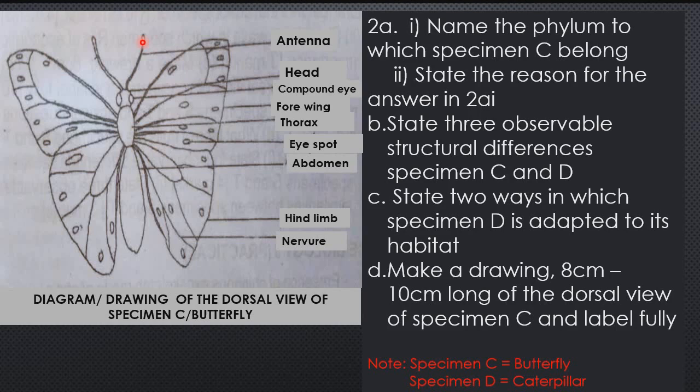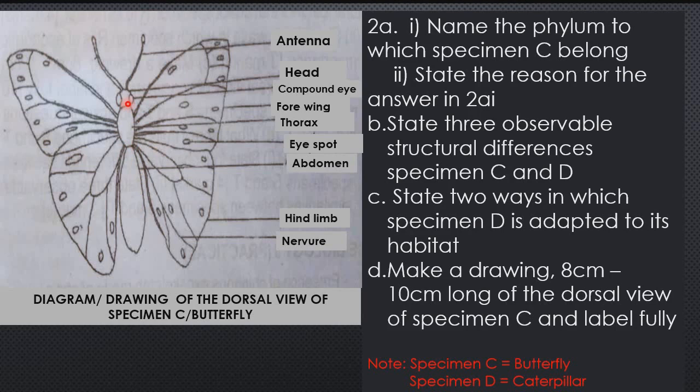Unless the diagram doesn't have up to 8 structures, but if it has, it must at least label up to 8 structures. Now if you make this diagram without showing these 3 segments, the head, the thorax, and abdomen, you are not going to get the mark. Showing that it is segmented, it has 3 segments, 3 body divisions, will give you your mark.